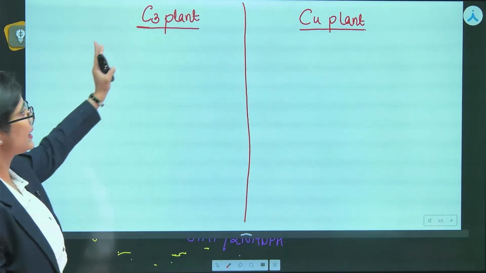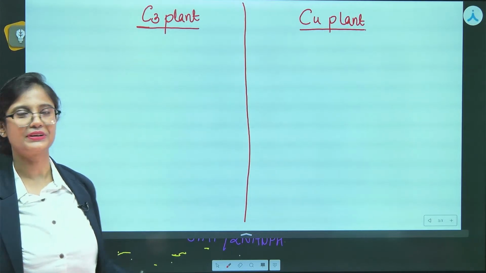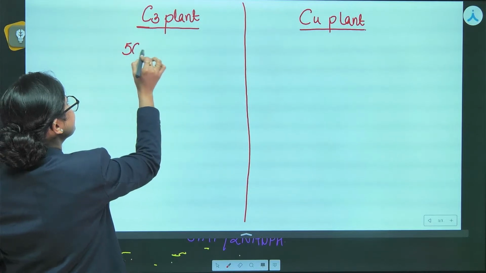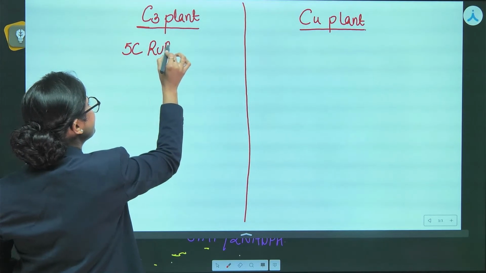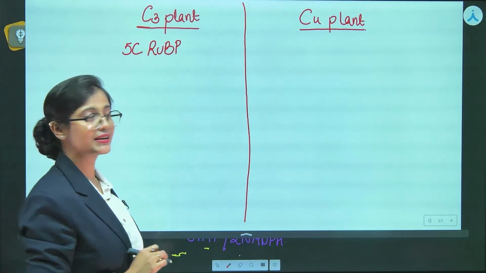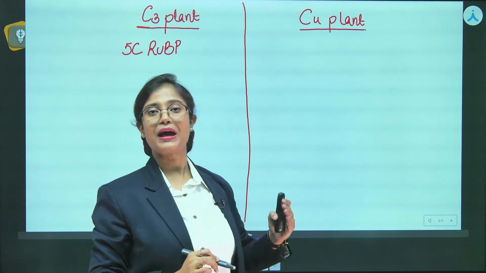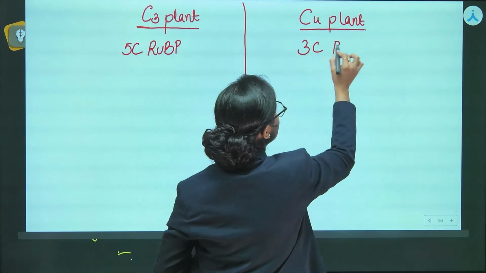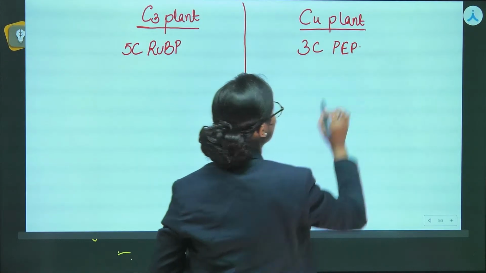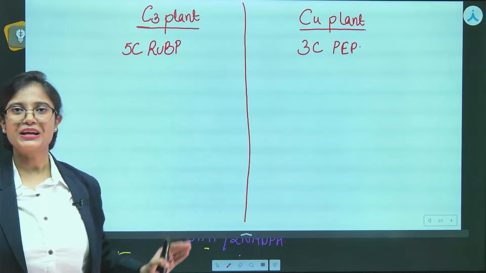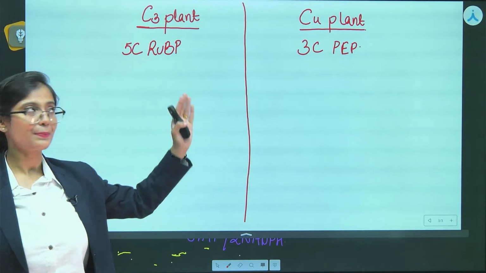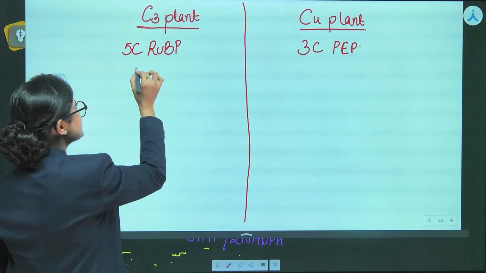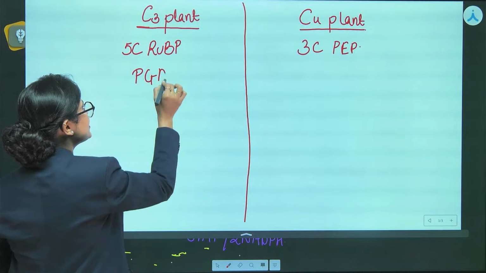ठीक है, तो अगर हम बात करें प्राइमरी CO2 एक्सेप्टर की, सो इन C3 it is 5 carbon RUBP, ribulose bisphosphate. If we talk about C4 plant, the primary CO2 acceptor is 3 carbon PEP, phosphoenol pyruvate. The first stable compound which is formed in the C3 plants is 3-carbon compound, that is phosphoglyceric acid, PGA.